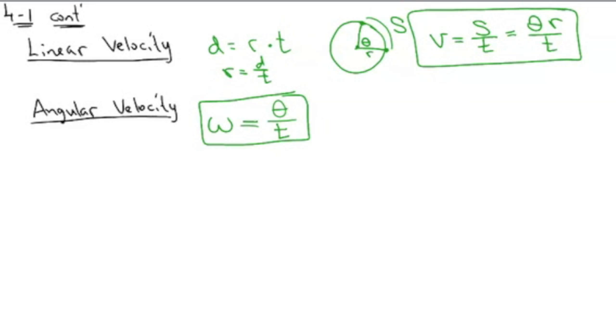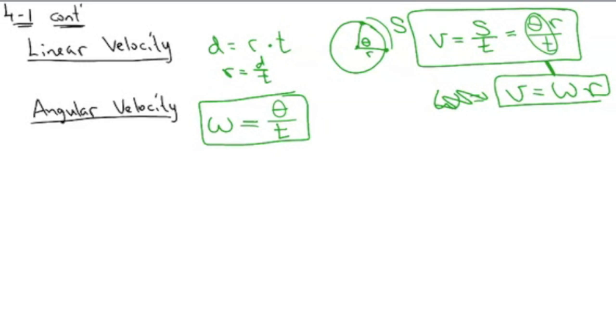What is that? I can do a little substitution here. Where can I substitute? You can multiply the T over. Omega T equals theta. Yeah, that's what I was thinking of. Right here, I have theta over t. So we can also say that velocity is equal to omega r. So that's a similar formula.